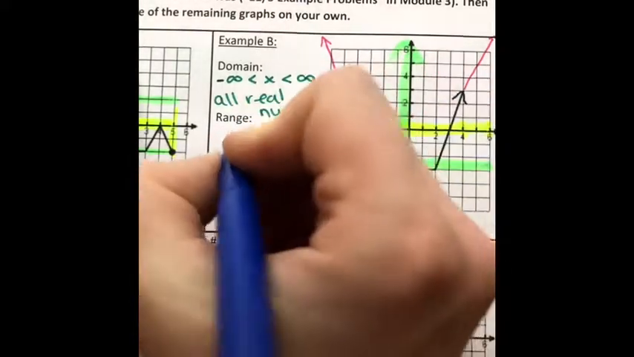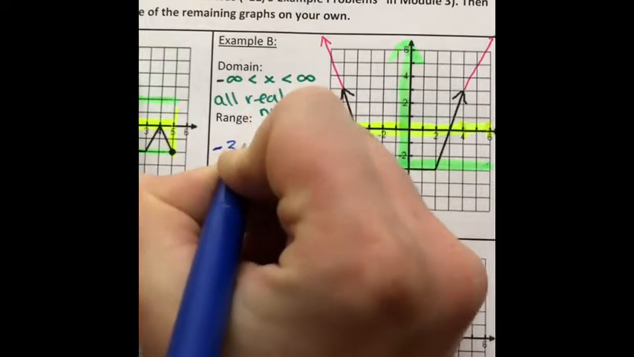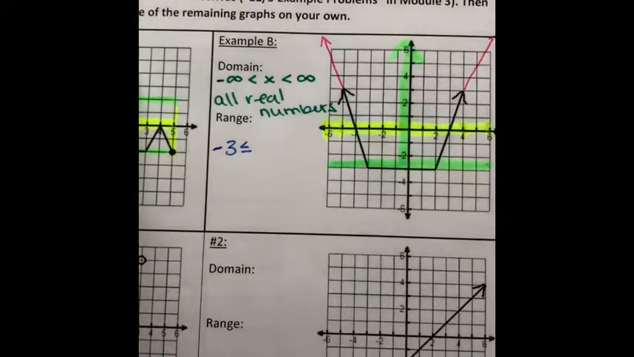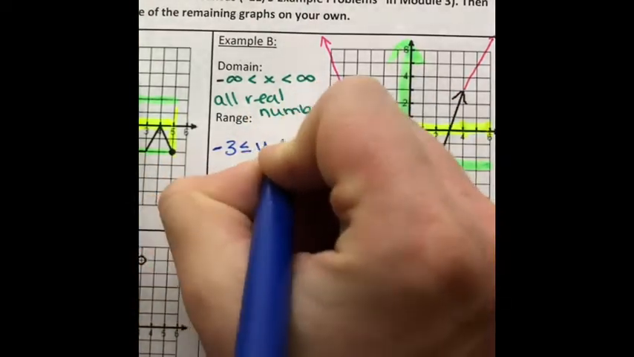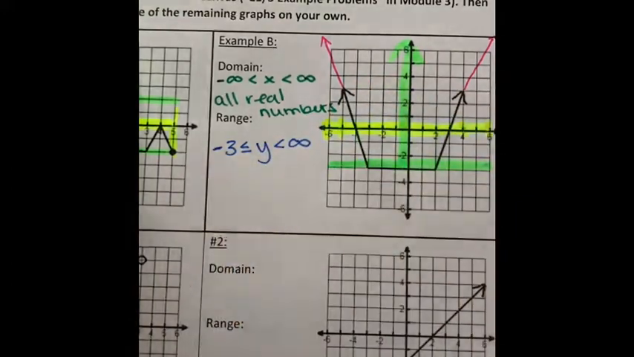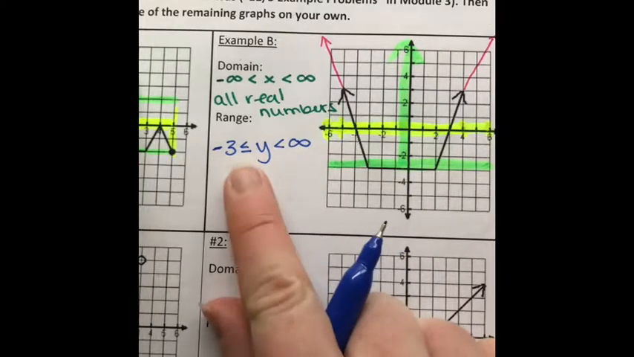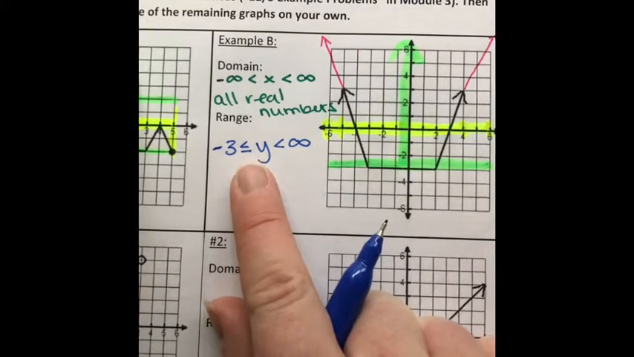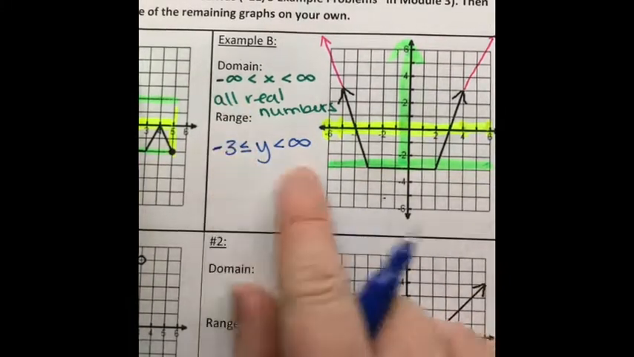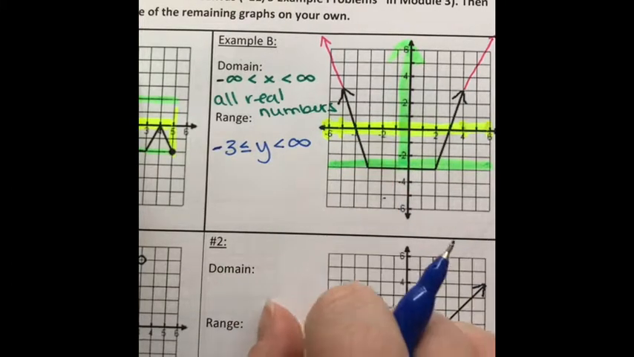So when I write my range, I want to make sure we stop at -3 on the left-hand side of our inequalities, but we can go all the way up to infinity. So it'll go up and up and up forever, but never go below -3. So we just can't include negative infinity here because it never goes below -3.